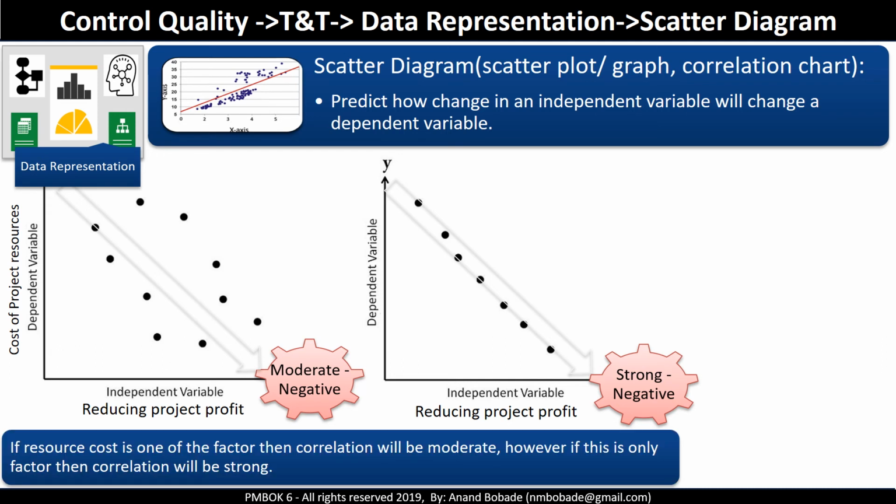If the resource cost is one of the factors, then correlation will be moderate as shown in the first graph. However, if there is only one factor, that is the cost of resources, then correlation will be strong.